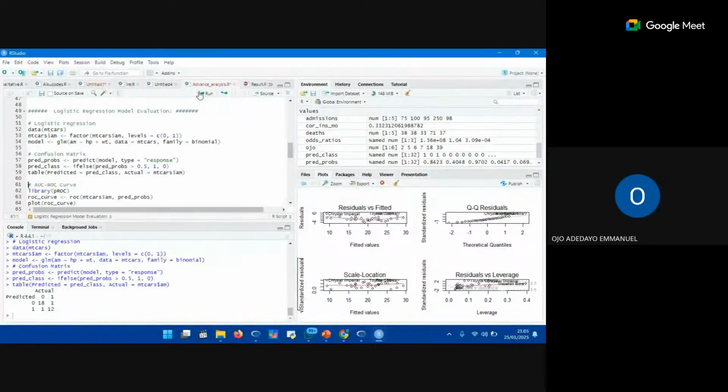Where's the table? Okay. Now, if you look at this, remember that I told us about the confusion matrix. If you look at this confusion matrix, we have 0, 1, like a 2 by 2 table. We have 0, 1, we have 0, 1. This is the predicted value that the model predicts. Then this is the actual value.